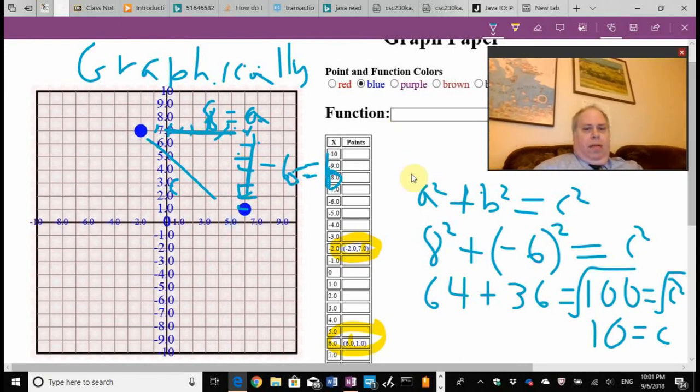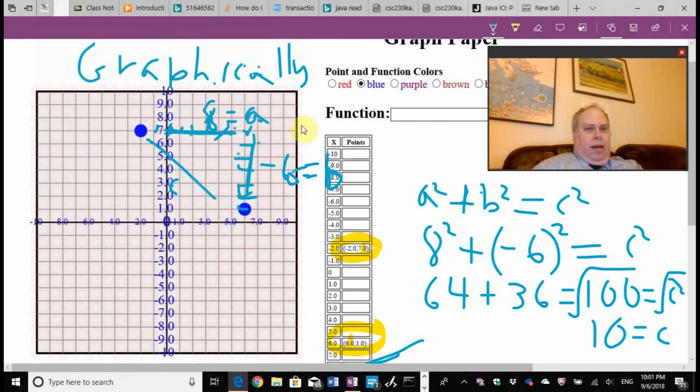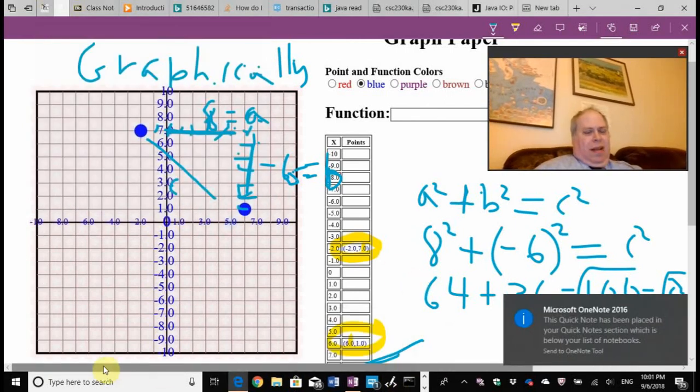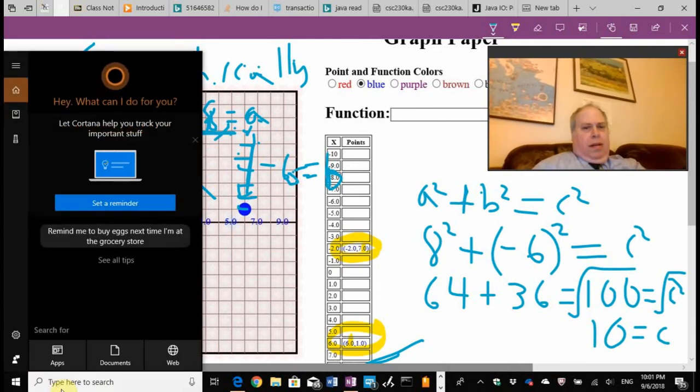So, all that's left to do is copy this into the notes. What's that? Well, I'll do that in a minute. You don't need to see me do that. So, what do I have to do?